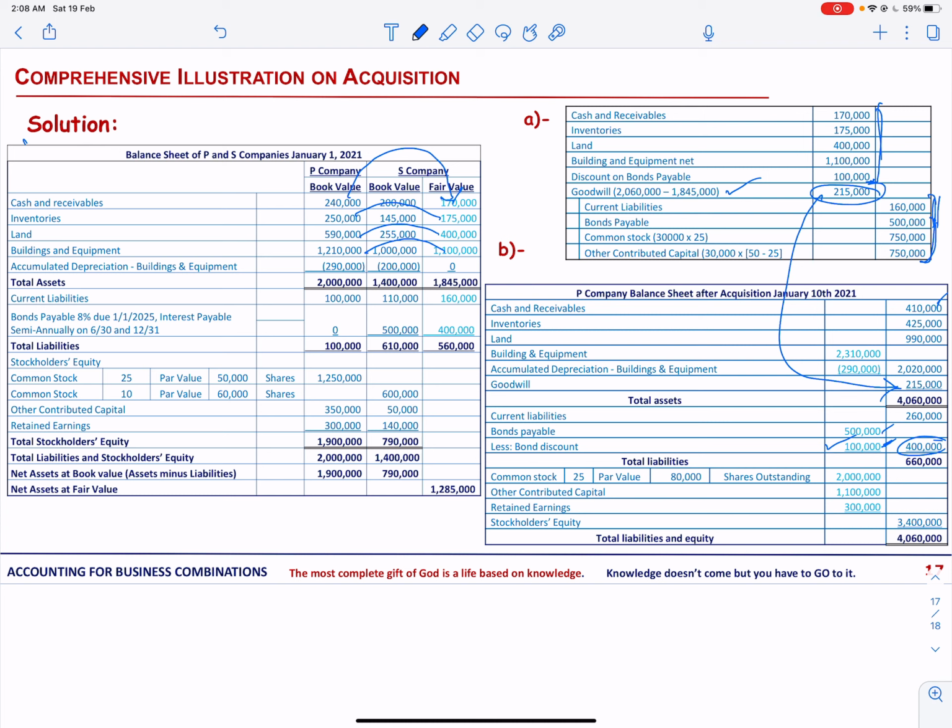We record the number of shares as 80. Remember, 50,000 were for the parent company and half of these have already been issued by the parent company. They have purchased in the ratio of 1:2. Other contributed capital is 1,100,000. Stockholders' equity is the total of common stock plus other contributed capital plus retained earnings, and you can see that the total of assets is equal to the total of liabilities and equity.